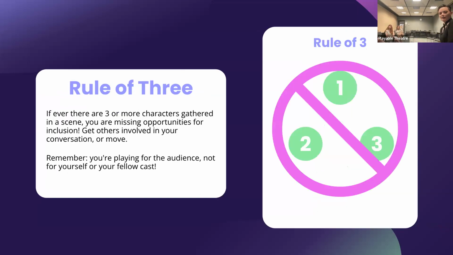Rule of 3. This is a great rule also for LARP. If you ever are doing LARP and you have NPCs, rule of 3 is a really important thing in here. If you have 3 or more interactive characters gathered in a scene, you're really missing out on opportunities to have guests involved. It's very tempting and enticing to play with your fellow actors because you have these relationships and you know that they're going to be great scene partners. So the temptation is there to just play with each other.